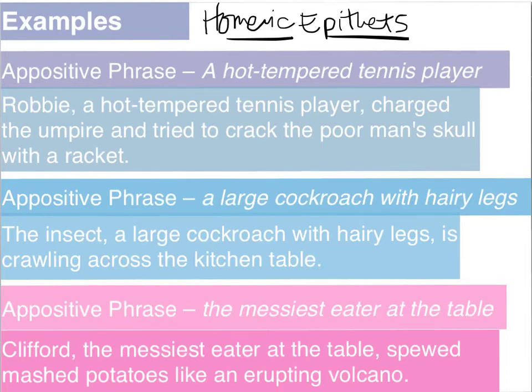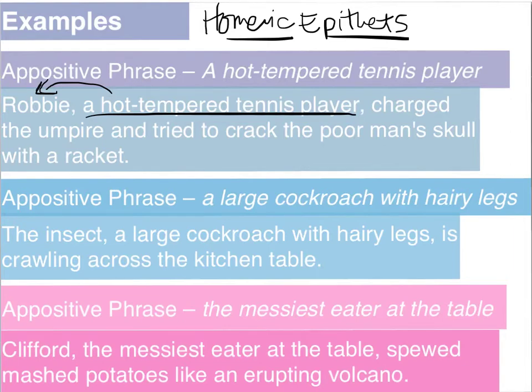So the first one says, Robbie, a hot-tempered tennis player, charged the umpire and tried to crack the poor man's skull with a racket. Looks like this guy's taking after John McEnroe. But you can see that this phrase right here obviously is describing Robbie. So here we are with the renaming or identifying who our subject is.